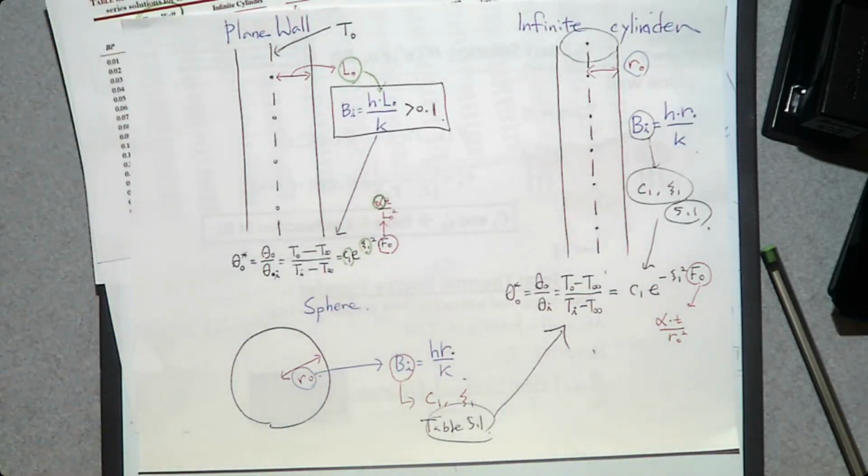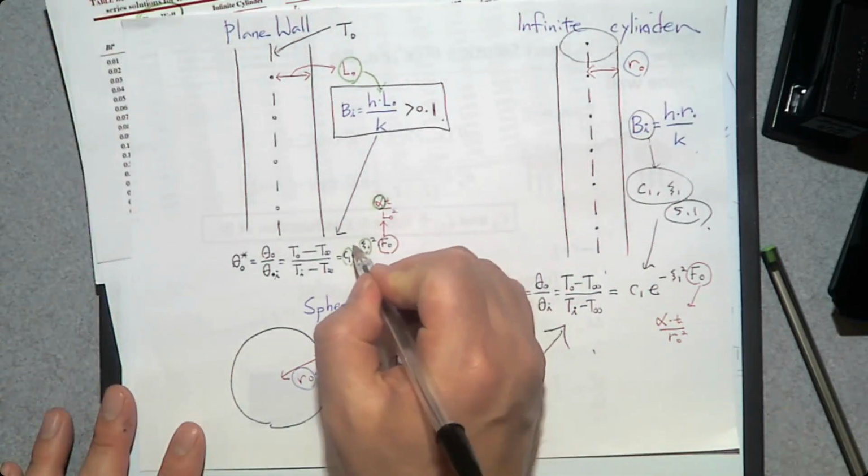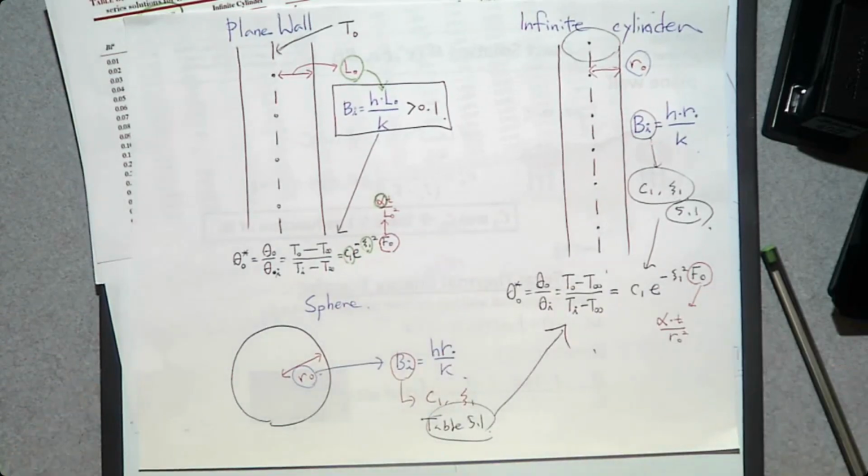Oh, my mistake. Yeah, you're right. So there's a negative in front. And if you want to know how much heat transfer is required to change the temperature of the center line from the initial temperature to the final temperature, this is the equation.